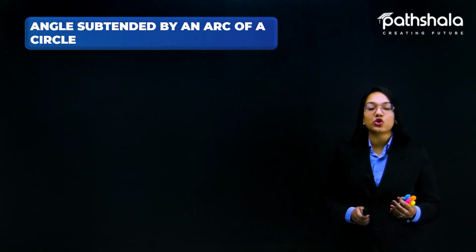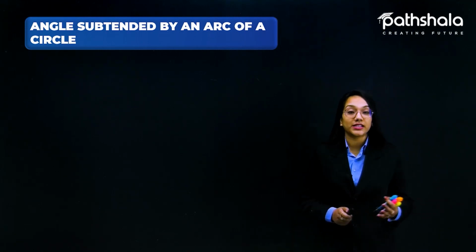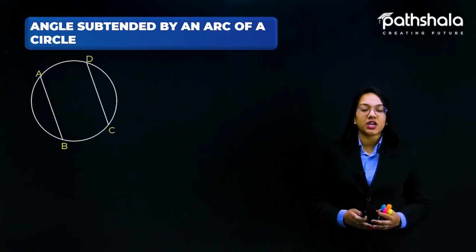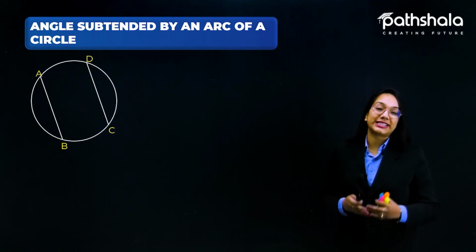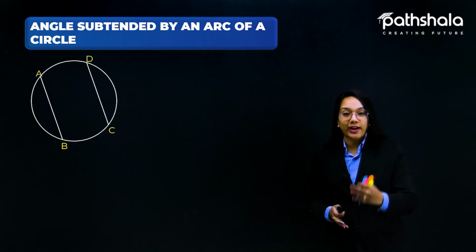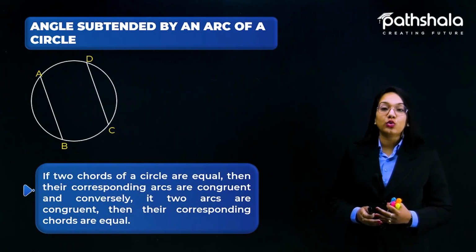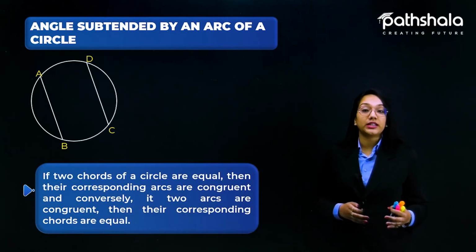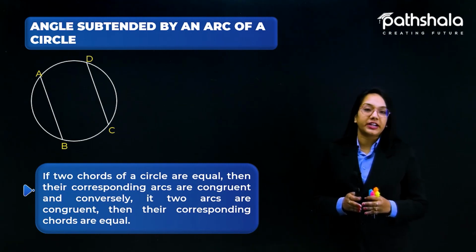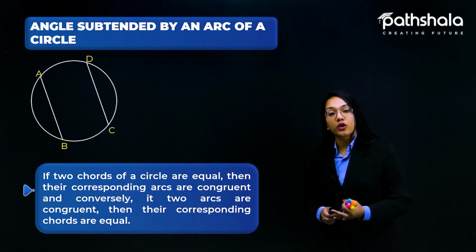For instance, if I'm talking about two equal chords, then what can we say about the size of the arcs that are formed by these two equal chords? This leads us toward a very special important result, which says that if two chords of a circle are equal to each other, then their corresponding arcs are congruent to each other, and the converse statement is also true. Means if two arcs are congruent to each other, then their corresponding chords are also equal.